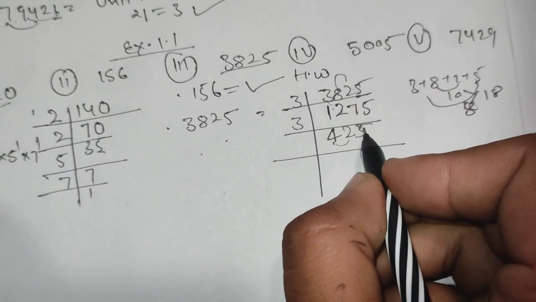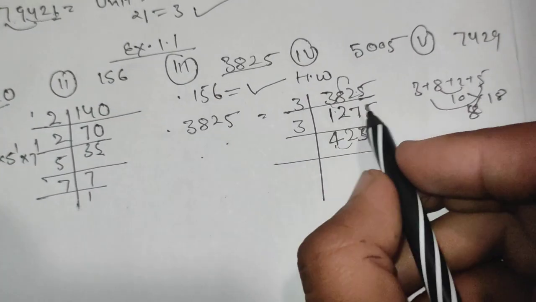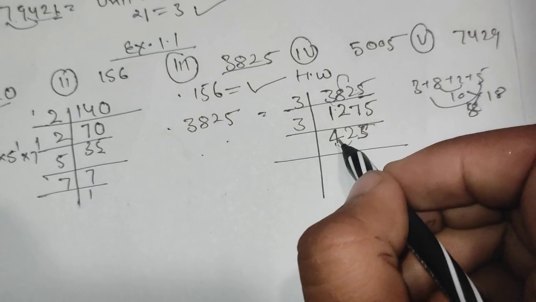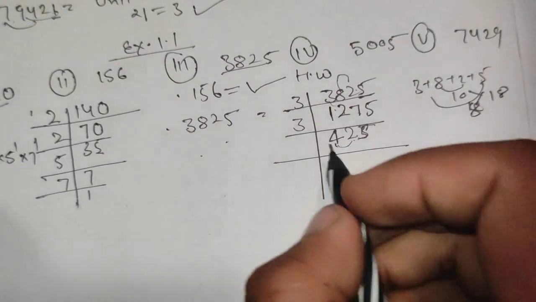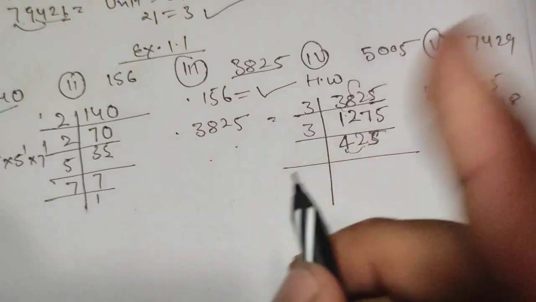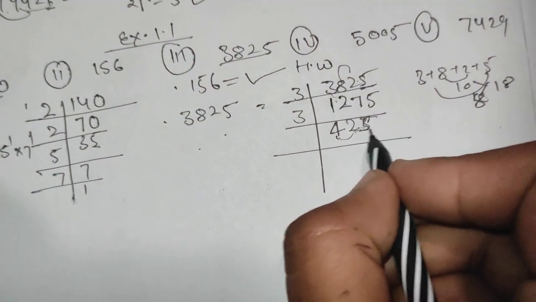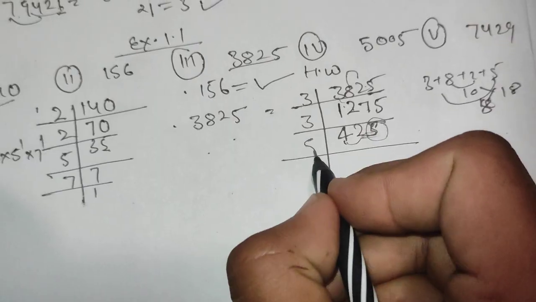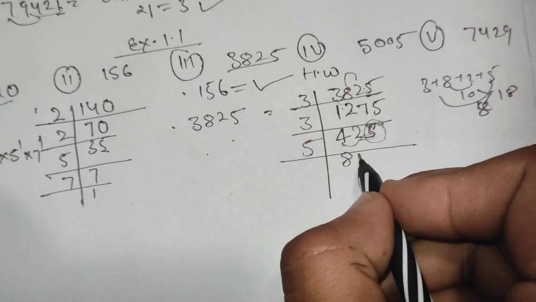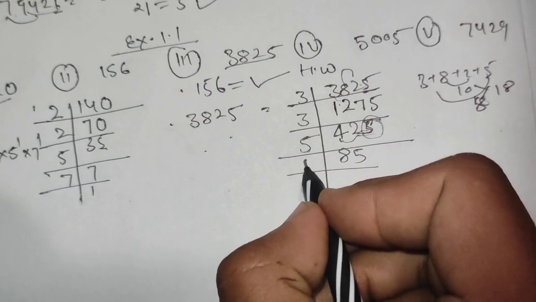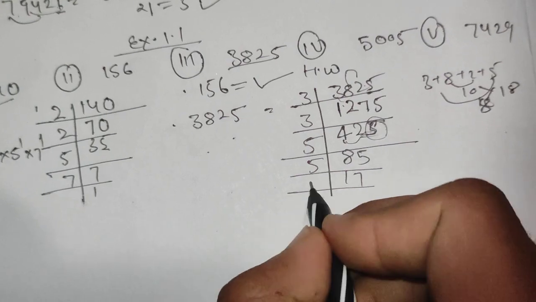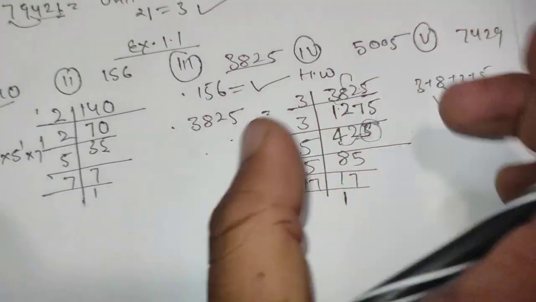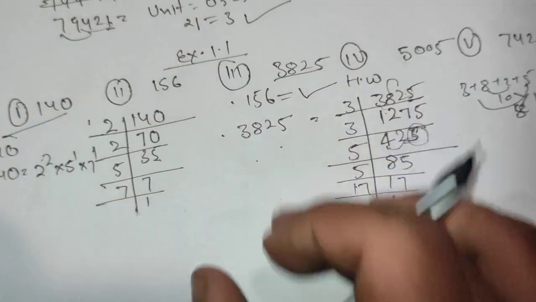Similarly, now again, is it divisible by 3? 4 plus 2 is 6, plus 5, no. And for 4, no. For 5, yes, the last digit is 5, so it is divisible by 5. So 5 8s and 5 5s, 85, and again for 5 it is 17, and again for 17 it is 1. So by the help of the divisibility rule it is quite easy.